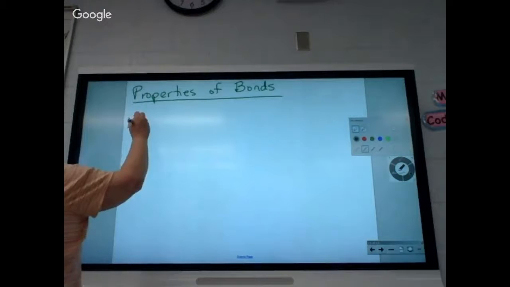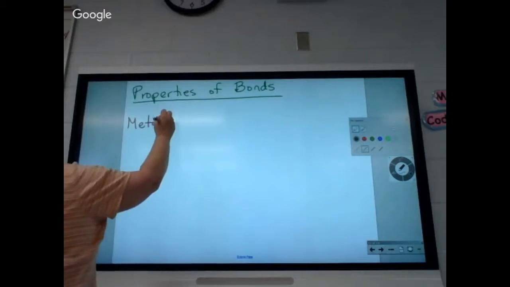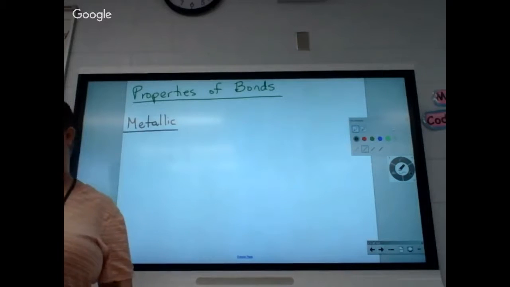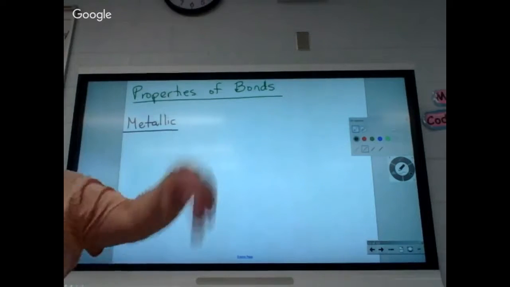All right. So we're going to talk about metallic bonding first, and then I'm going to contrast it with ionic bonding. I'm going to save covalent for last because it's just really boring.